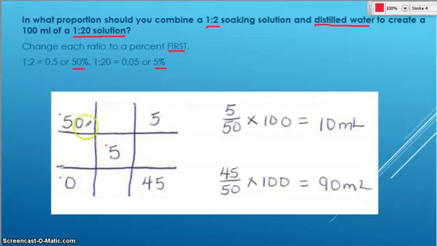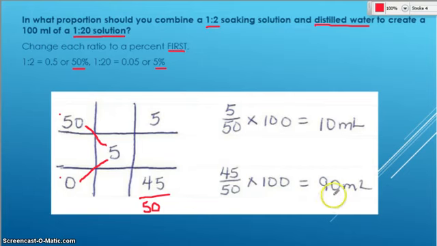Now we're ready to do our subtraction. 50 minus 5 is going to give me 45. 0 from 5 gives me 5. So I need a total of 50 parts. 5 of those 50 parts are going to be used to make, we're going to use the 50% solution. 45 out of the 50 is the 0% or the distilled water. We're going to take both of those and multiply by 100. And when we do that, we find that we need 10 mils of the 50% and 90 mils of the distilled water.